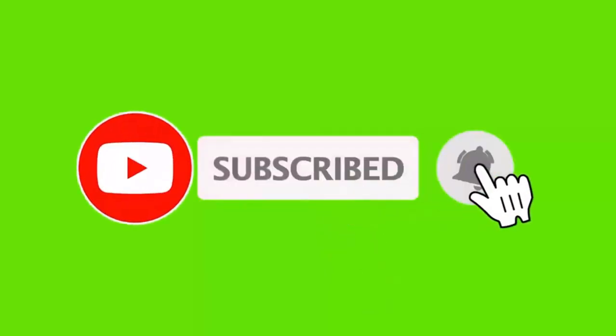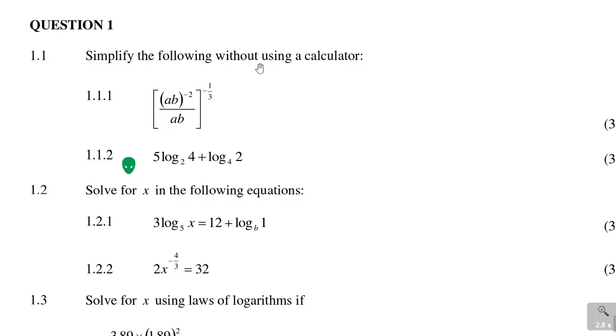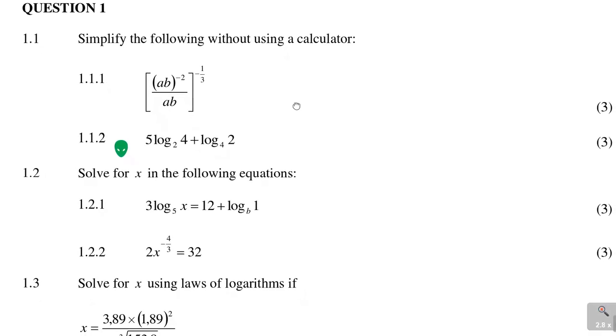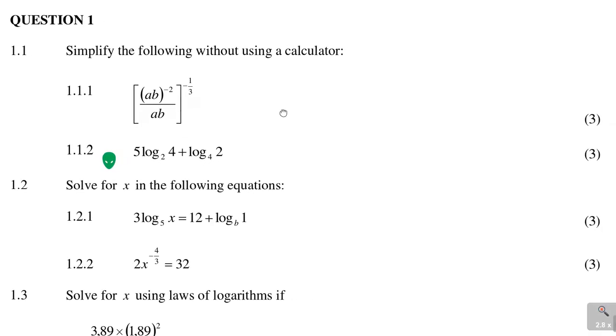Let's start with question number 1. It says: simplify the following without a calculator. What I'm given here is 3 marks. It's also very important to know your mark allocation so that you can have an idea how this is working out to be. So this is what I'm given, and we are supposed to simplify that.